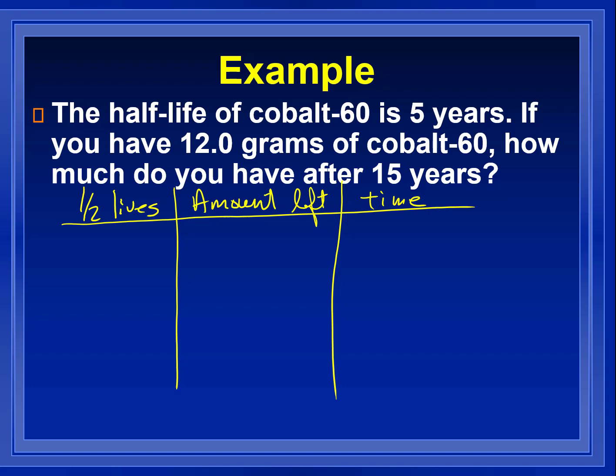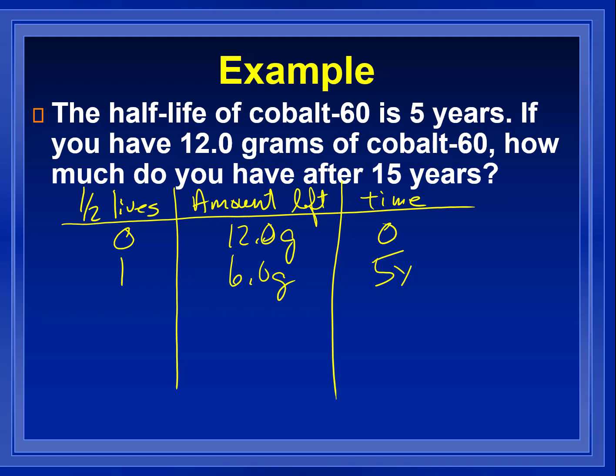Okay, and we can start filling out the table. We start out at time 0, when I haven't traveled any half-lives, and I had how much stuff? Well, 12.0 grams. So after 1 half-life, I'm going to have half as much, 6 grams, and it would have been 5 years.